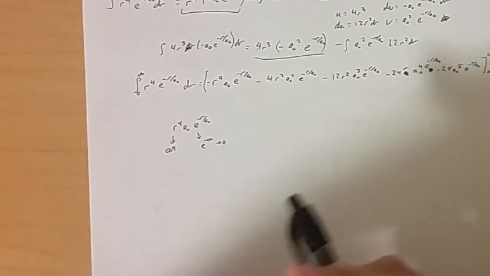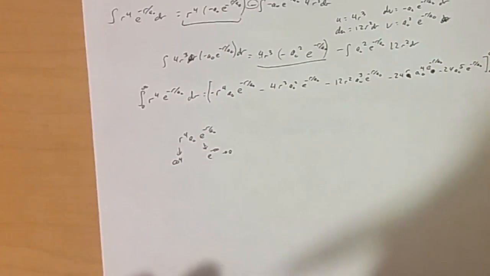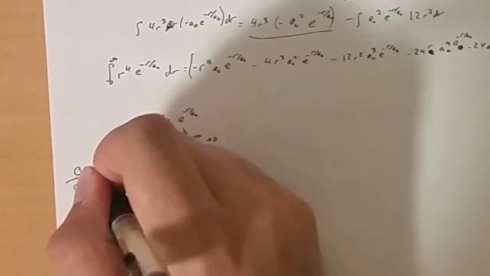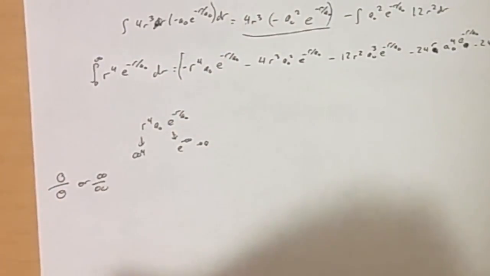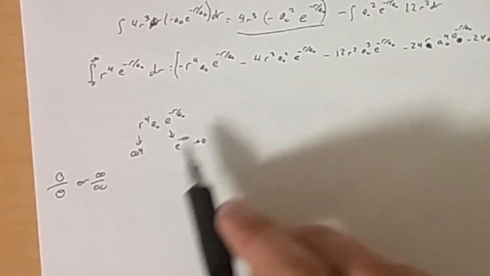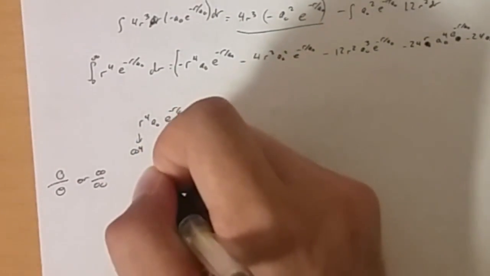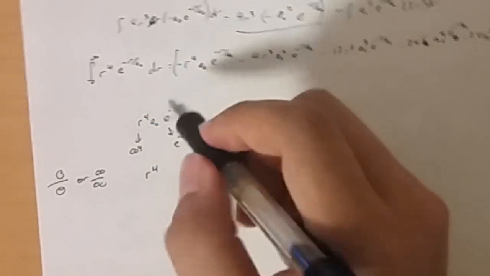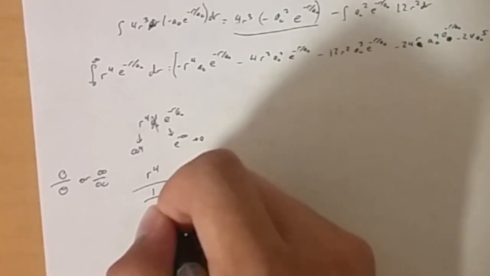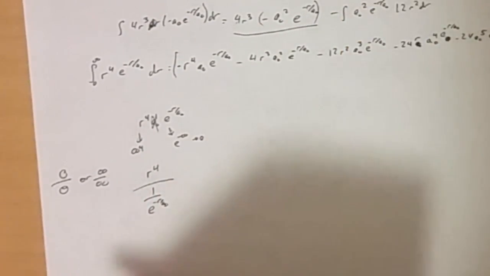So, or we can use, more formally, we can look at L'Hopital's rule. For L'Hopital's rule, we need to have a fraction be in the 0 over 0 or infinity over infinity form. So I'm going to turn this into an infinity over infinity situation by just turning this into r to the 4th. I'm going to pull out the a, which right now doesn't matter because it's just a constant. So we're going to pull out the r to the 4th, and then we're going to say this is going to be 1 over e to the negative r over a naught.